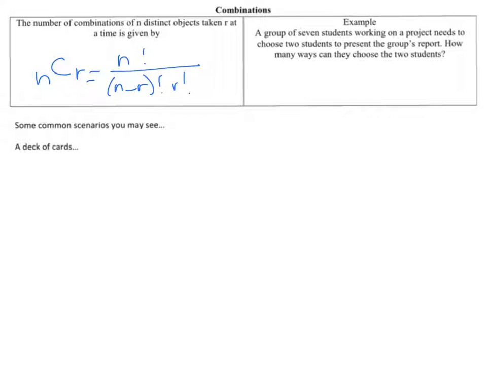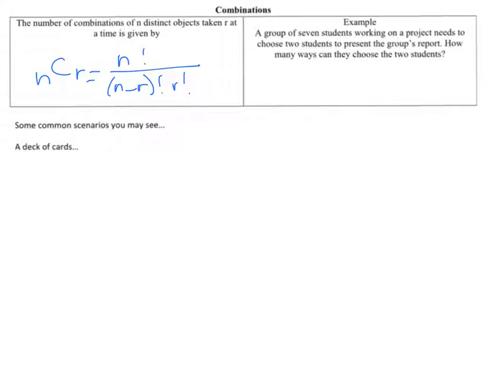How many ways can they choose the 2 students? So let's talk about why this is a combination and not a permutation. This is going to be a combination because no matter what, 2 students are going to get chosen. It doesn't really matter if one student gets chosen first and the second student gets chosen second, because these students are going to have to do the same job. Nothing's different, they're just both reporting something.